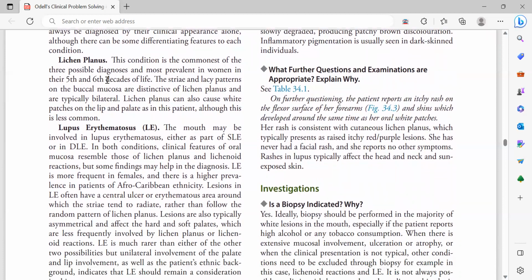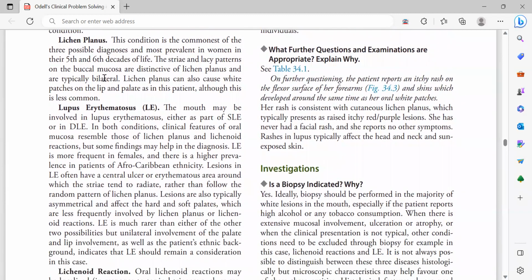This condition is the commonest of the three possible diagnoses and most prevalent in women and in the age group of the fifth and sixth decades of life, which completely suits our patient. The striae and lacy patterns on the buccal mucosa are distinctive of lichen planus and are typically bilateral, because lichen planus happens bilaterally. Lichen planus can also cause white patches on the lip and palate, as in this patient, although this is less common.